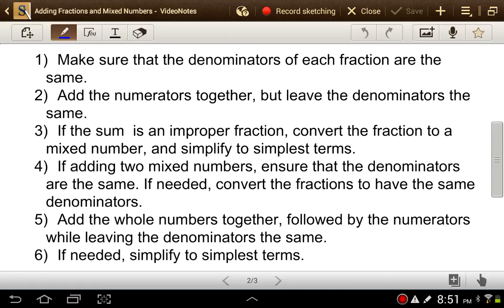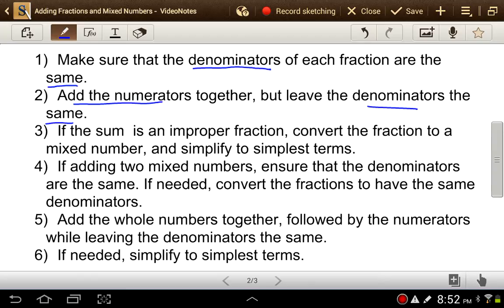Alright, key points. Denominators must be the same. If they're not the same, you have to make them the same by using equivalent fractions. You cannot add fractions with different denominators. The reason is you add the numerators, so the denominators must be the same. Now the rest of the information basically talks about converting improper fractions to mixed numbers and simplifying. So you got to make sure that you do that.